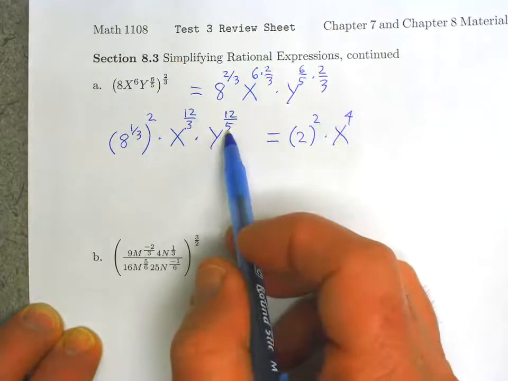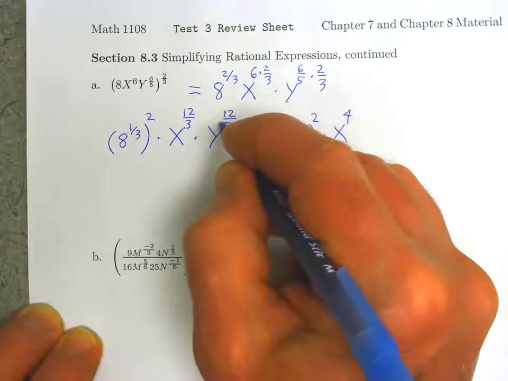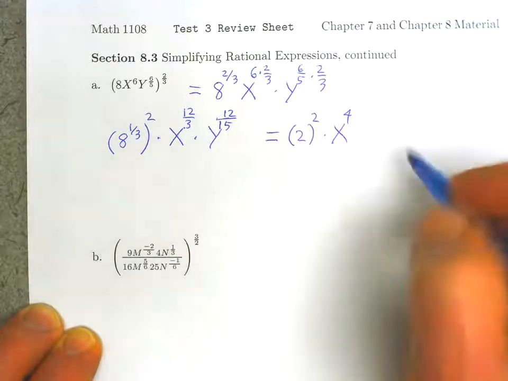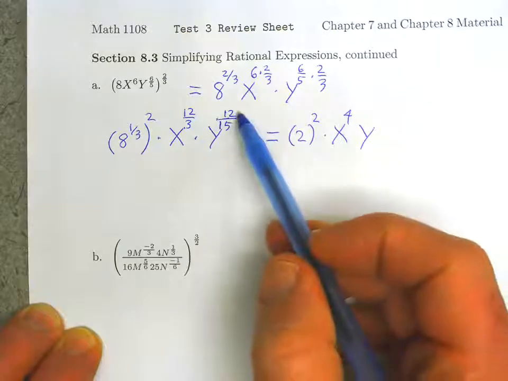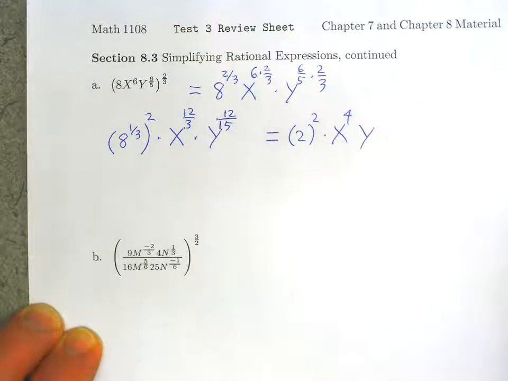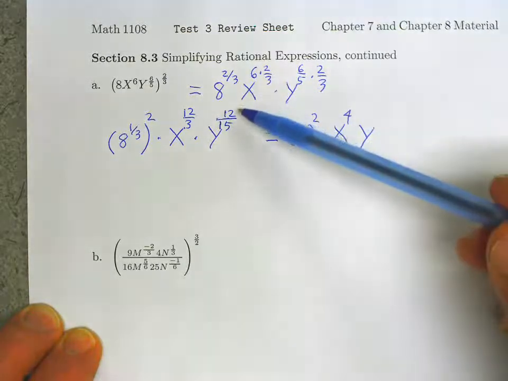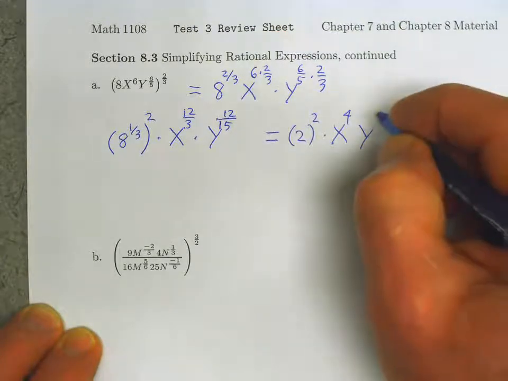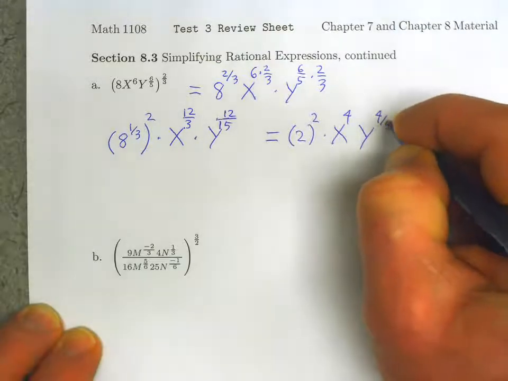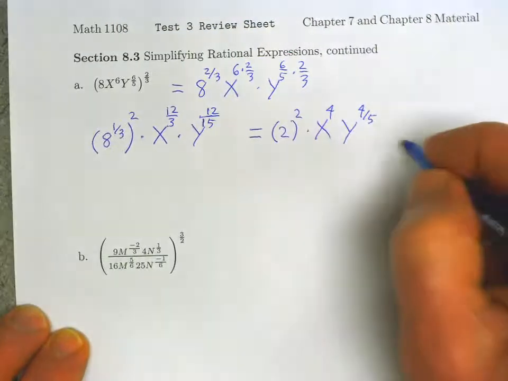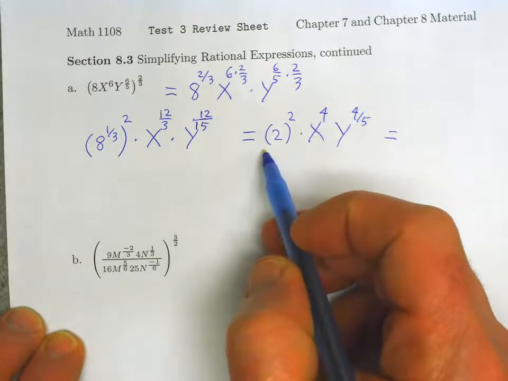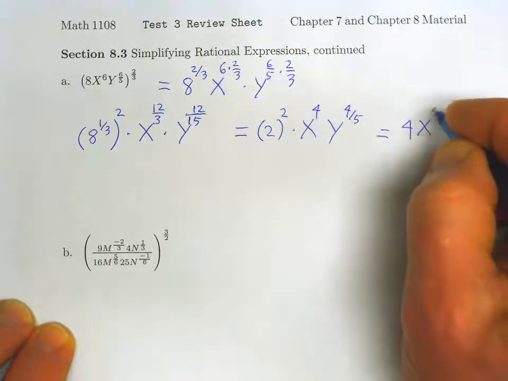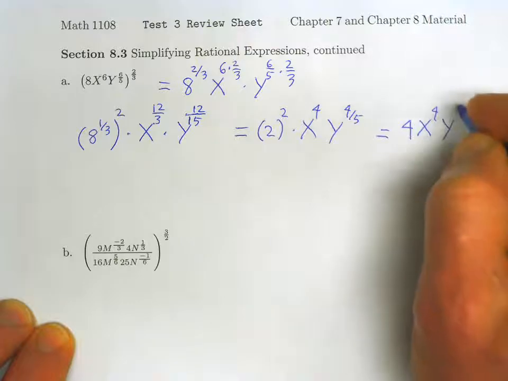So in the previous step, this should be 12 over 15, because 5 times 3 is 15. And then we can write the fraction 12/15 in lower terms. The common factor of 3 cancels, so that just becomes 4/5. And then finally, the final answer, 2 to the second is 4, so we get 4 times x to the 4th times y to the 4/5.